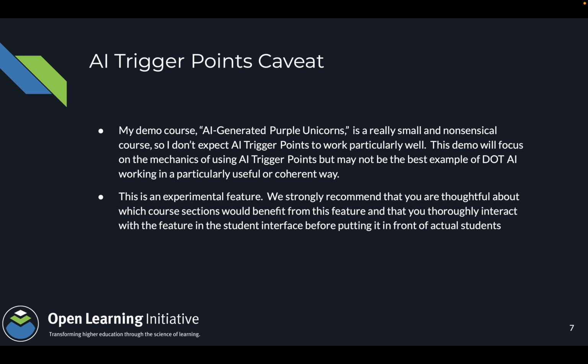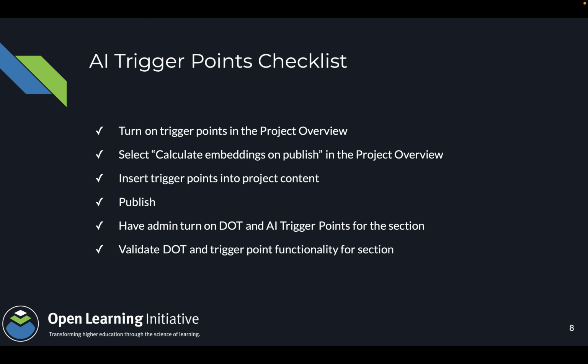All right, so let's get to it. I have this AI trigger points checklist that I've made, and if you want, you can pause the demo and take a screenshot or just use this for yourself if you're interested in using .ai trigger points specifically, because there are a couple of steps here, and this could be a confusing feature to use if you just go in and start poking around.